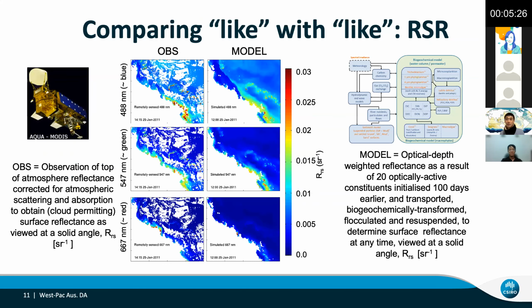So just to give you a taster of what we actually produce, we try and bring our model state, the diagnostics from our model, as close to the observations as we can. On the left there, we've got observed remote sensing reflectance at 3 bands: 488, 547, and 667 nanometers. And then on the right, we've got a modelled remote sensing reflectance at those same bands.